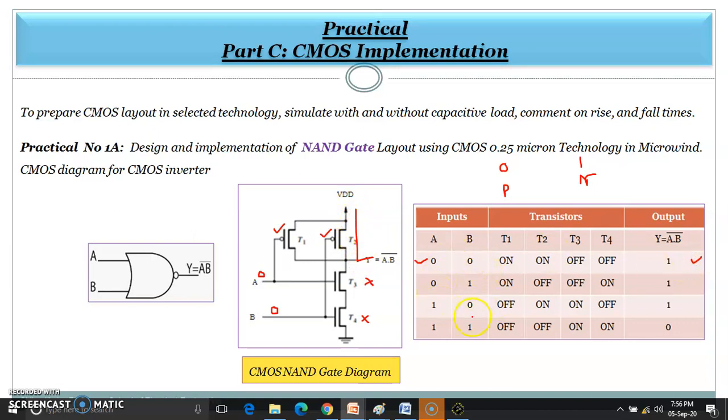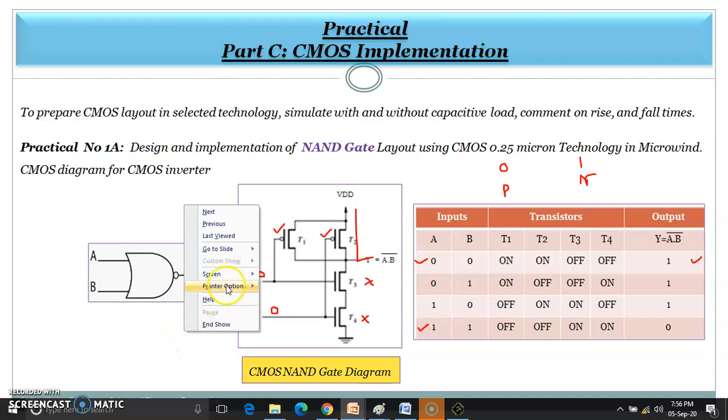Now instead of going through all the combinations, I will randomly check this last one, that is 1 1. So what is happening over here? I am erasing these points previously written.